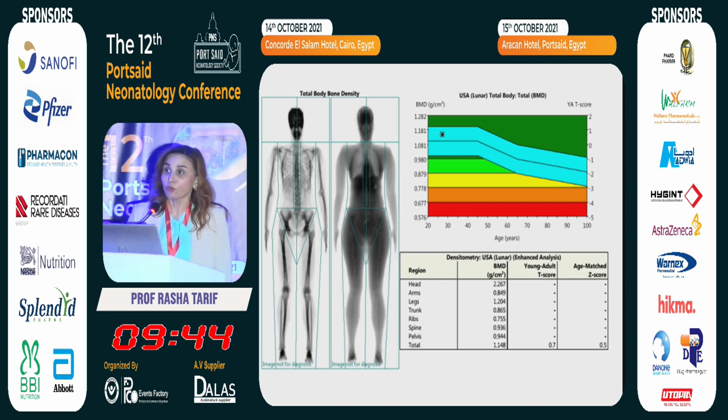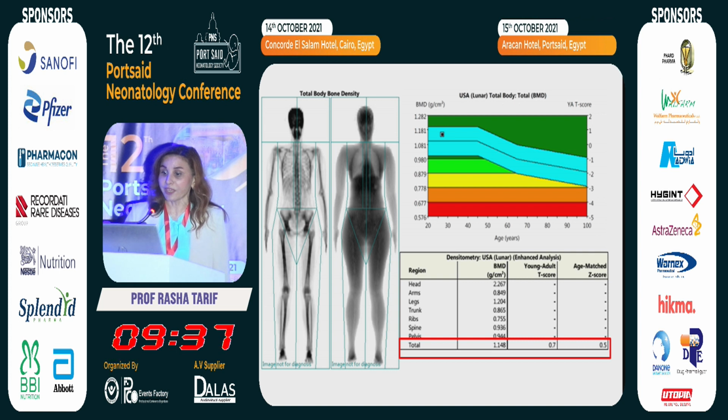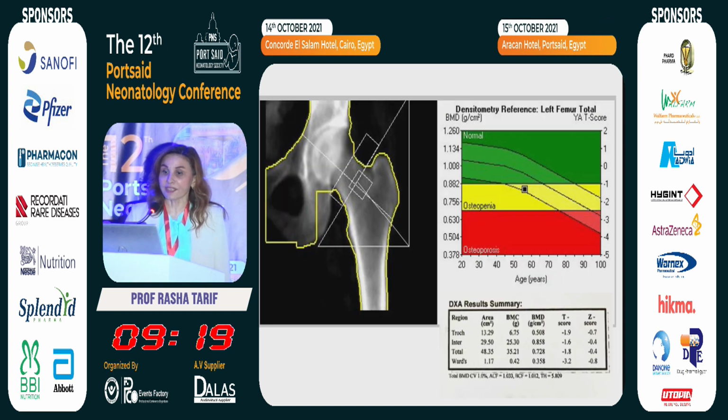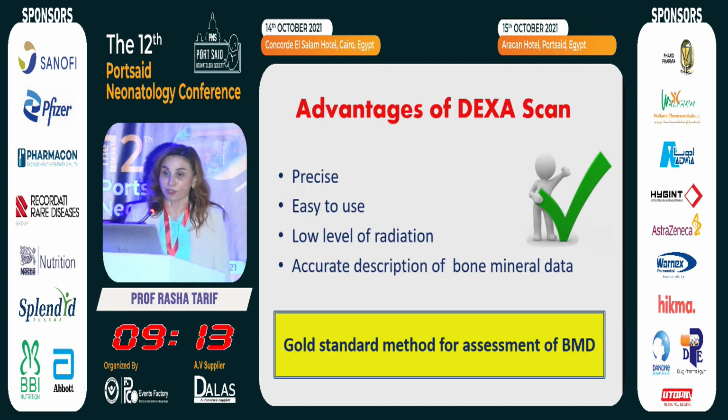And this is a photo of a real report of how the Dexa scan looks. It's very easy to interpret. If you look here, this is the total body Dexa scan. If it's more than -2, this is normal. And this is the lumbar spine Dexa scan. Again, you can see the numbers, the T scores and the Z score. If you are more than -2, this is normal. And this is the neck of femur Dexa scan. Again, look at the T score and the Z score to interpret.